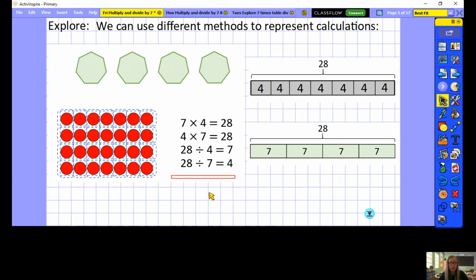So have a really good look at these, how these are represented in different ways. So we've got the bar model of 7 groups of 4 here equal 28, or in this one we've got 4 groups of 7 equal 28, or we can think about those as a division. So 28 divided into 4 groups and there are 7 in each group, or 28 divided into 7 groups and there are 4 in each group. Okay, and then we've got the 7 sides of each shape, and there are 4 shapes altogether. And then we've got the array here where we've got 4 rows of 7 there.